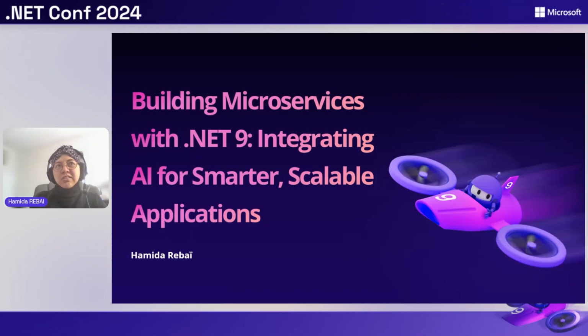Today we will talk about how we can build microservices as an approach as architect using .NET 9. But in our case, we will try to integrate AI, which means that we will use Azure OpenAI services. We will see how we can improve our application using AI.